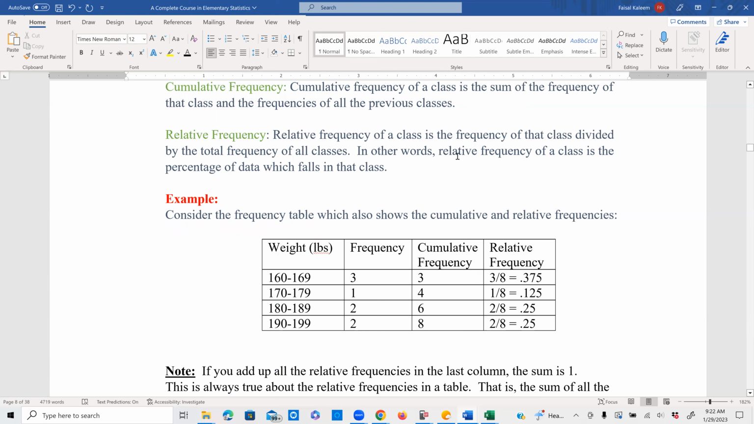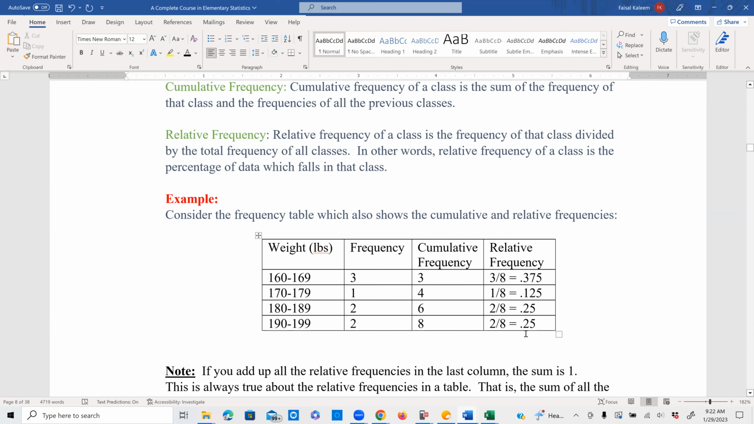Relative frequency of a class is the frequency of that class divided by the total frequency. So for example, for the third class, the frequency is 2. So the relative frequency is 2 divided by 8, because 8 is the total frequency. If you add up all these numbers, you get 8. And so it's 0.25. Here we are expressing it as a proportion. If we express it as a percentage, we can multiply these entries by 100. So this third class relative frequency would be 25%, for example.